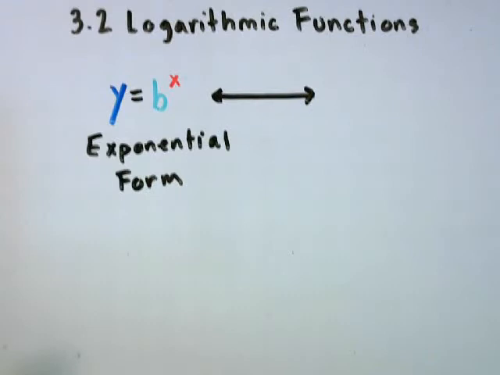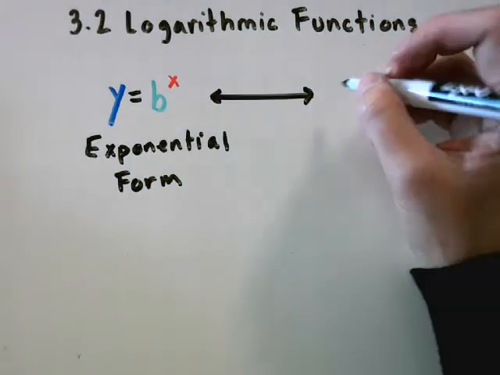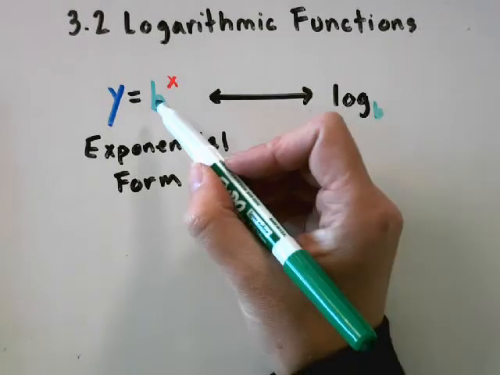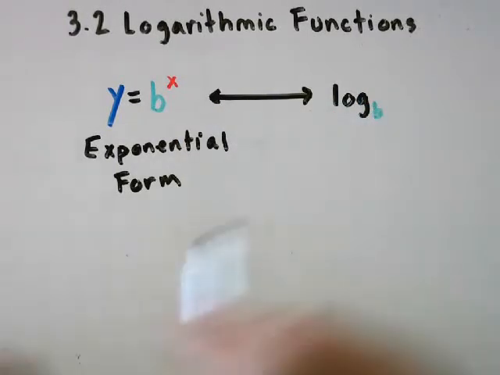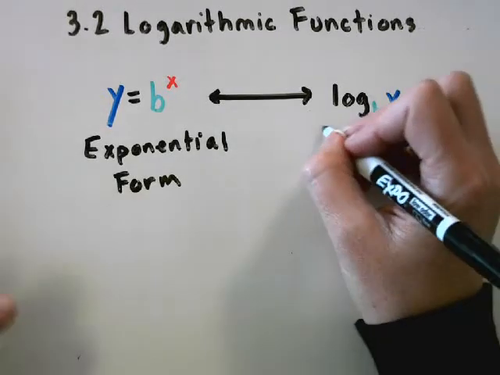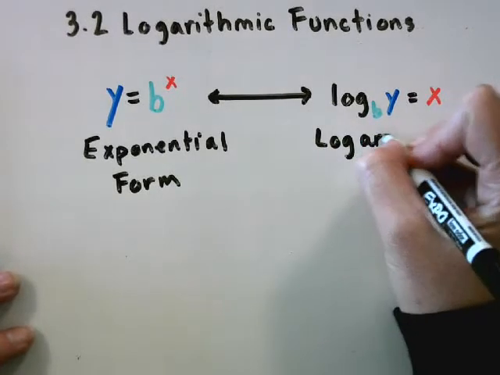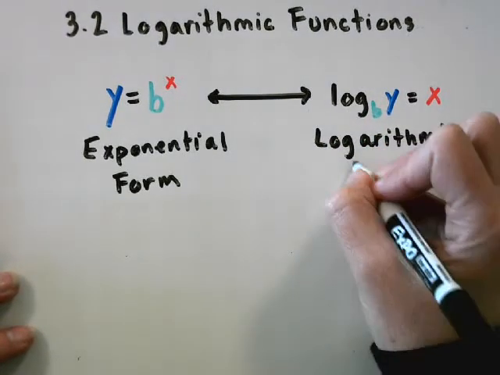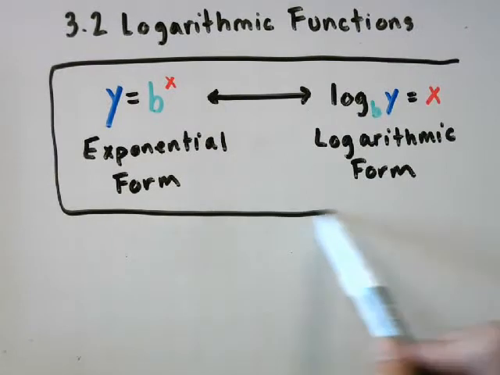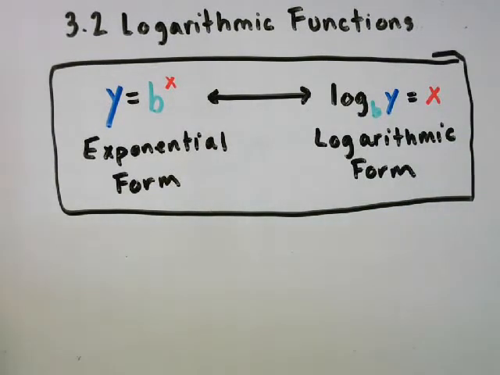The corresponding logarithmic form. So we start with the word log, L-O-G. The base of the exponent becomes the base of the logarithm. So since this is base b, this log is going to be base b. And then the exponent is on its own side of the equation. So this is the logarithmic form. So we can go back and forth between these forms as needed.